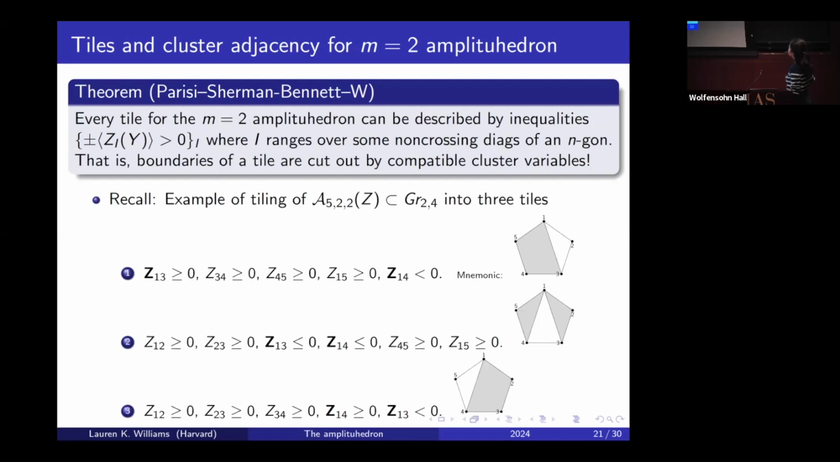So we can see already in this example that cluster adjacency holds. If you squint and turn these Z's into P's and think of these as Plücker coordinates, then this list of Plücker coordinates is all compatible. And similarly, these are all compatible and these are all compatible.